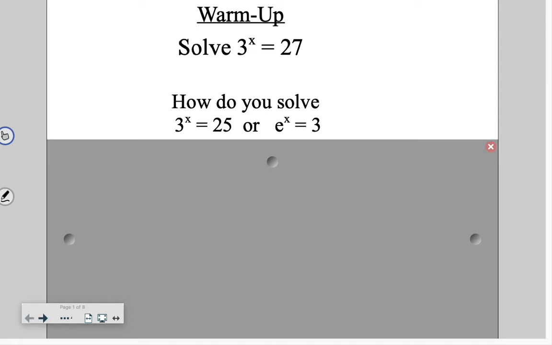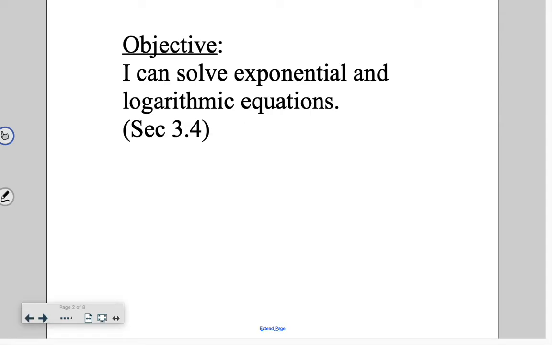What if it's base e and therefore not a nice number? Okay, e to the x equals 3. What if that's the problem? And therefore, here's our objective for today: solving exponential and logarithmic equations. Okay, how do I solve these equations?